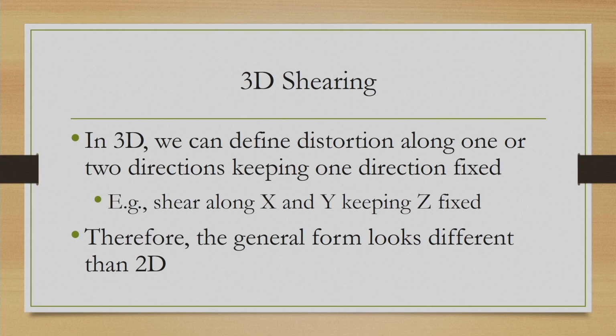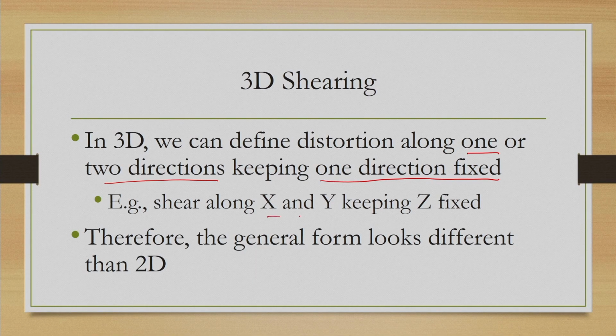Now, this distortion or deformation can be defined along one or two directions at a time, while keeping one direction fixed. That is one constraint that we follow for defining shearing in 3D. For example, if we are trying to shear along x and y direction, then we have to keep z direction shearing fixed. As a result, the general form is different than in 2D shearing.